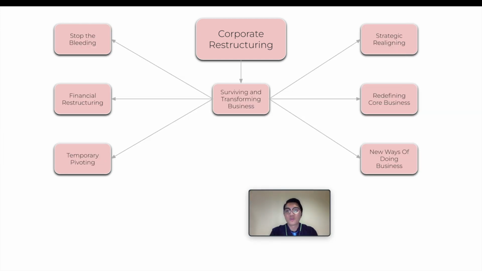Another corporate restructuring variable is surviving and transforming business. To survive and transform the business, we have to stop the bleeding, do financial restructuring, temporary pivoting, strategic realigning, redefine the core business, and find new ways of doing business so that we can survive and transform.